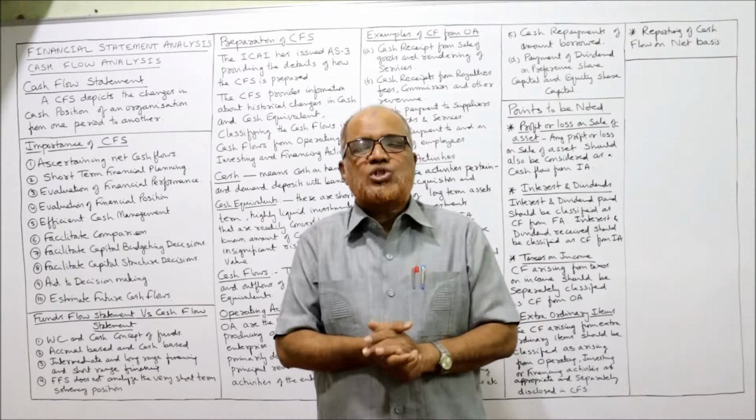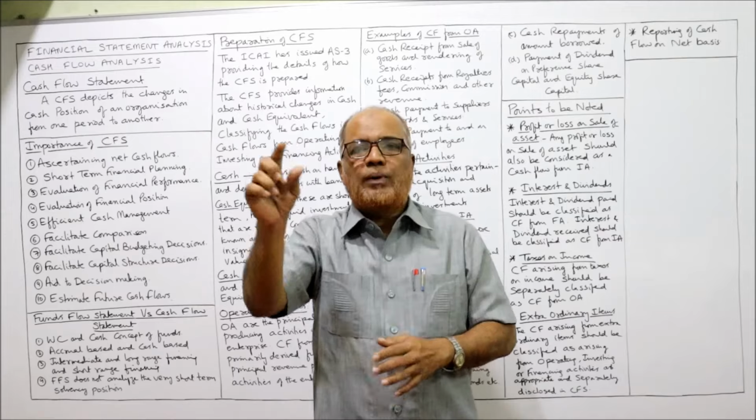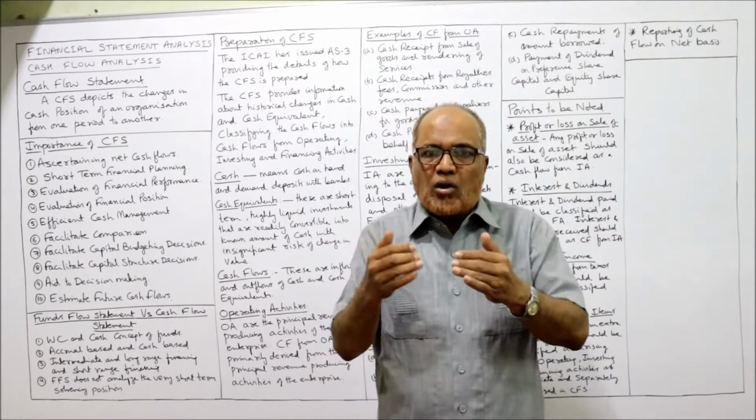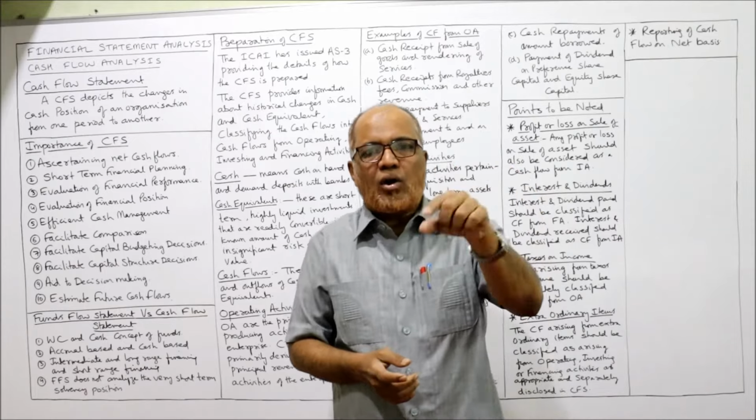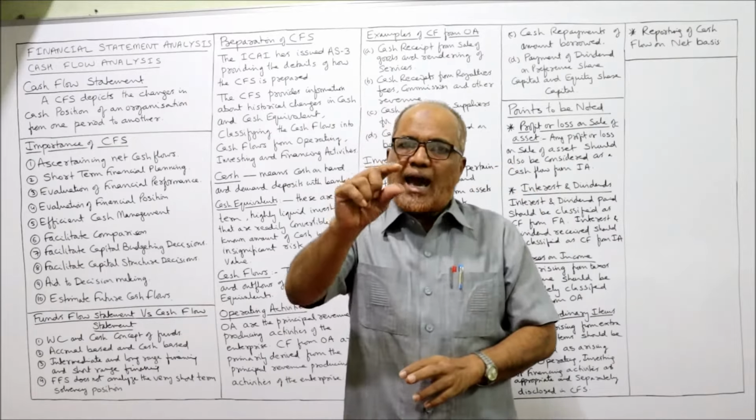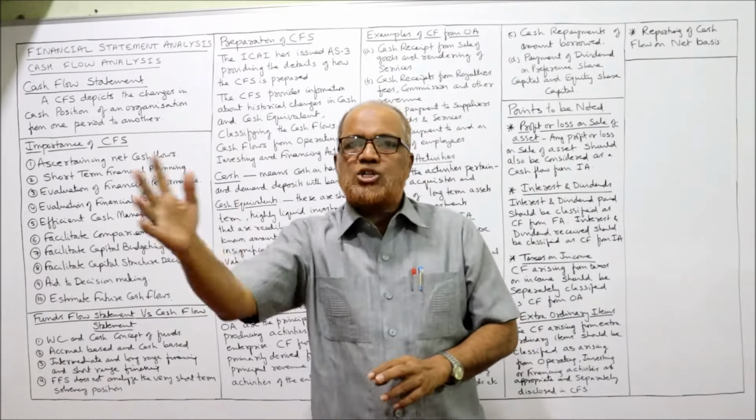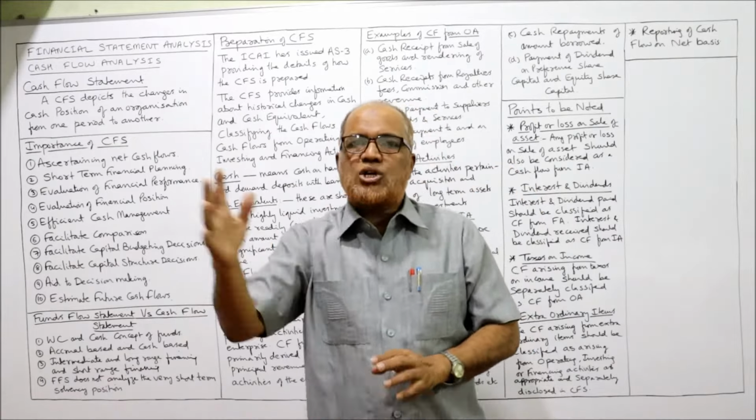Whereas in the cash flow statement, again we have the opening balance of cash. We record all cash inflows. The cash receipts are called cash inflows and cash payments are called cash outflows. So we can say opening balance of cash plus cash inflows minus cash outflows is equal to closing balance of cash. That is the similarity between cash book and cash flow statement.